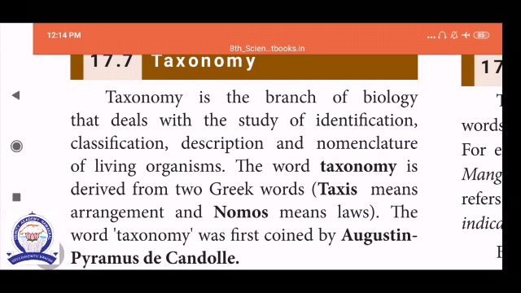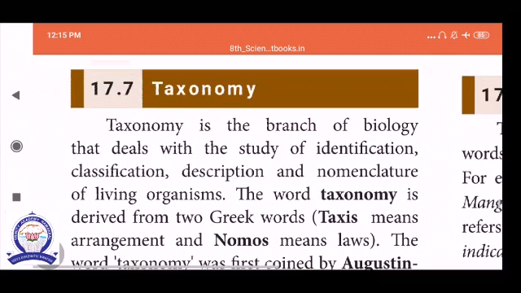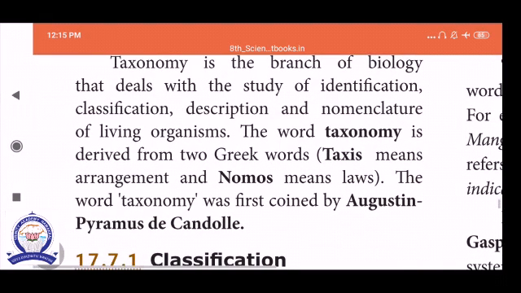The word taxonomy is derived from two Greek words: taxis means arrangement and nomos means law. The word taxonomy was first coined by A.P. de Candolle, that is Augustin Pyramus de Candolle. A question may be asked: who coined the word taxonomy? The answer is Augustin Pyramus de Candolle.